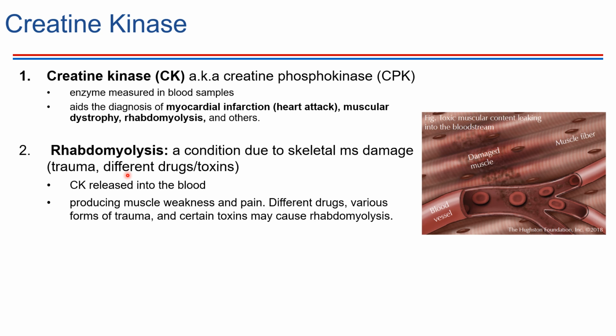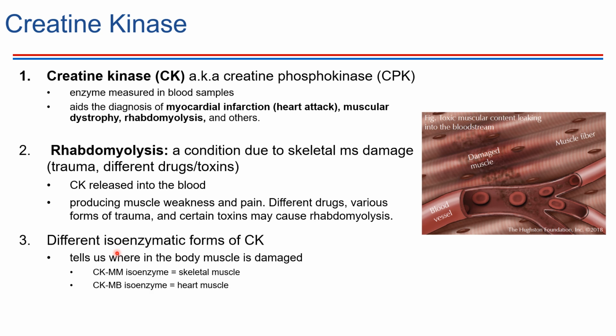Rhabdomyolysis is basically damage to that skeletal muscle. And you can get that from physical trauma, or you can get it from different drugs and toxins that are going to damage these tissues. And what happens is that creatine kinase is going to leak out into your bloodstream, and then we can measure it there and notice that, oh, something's going on with this individual.